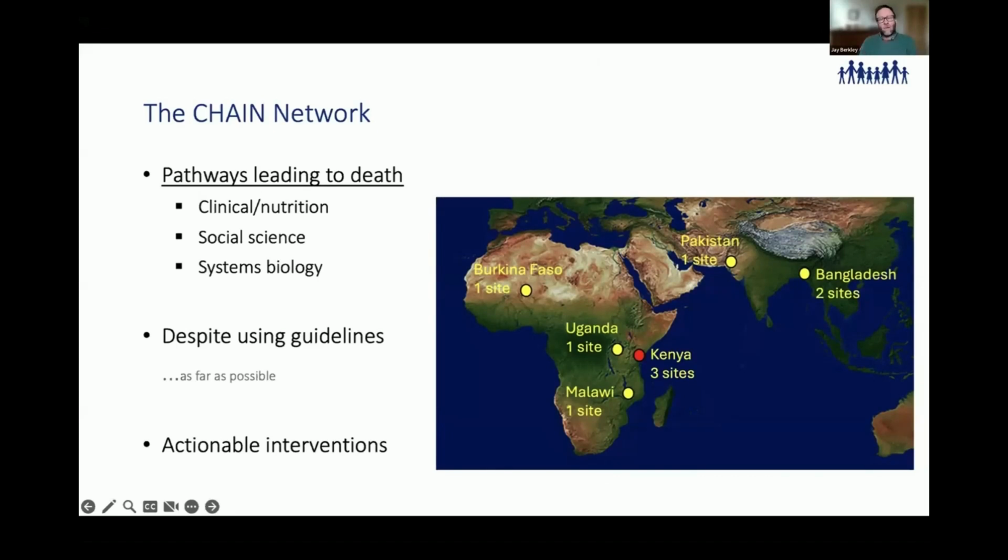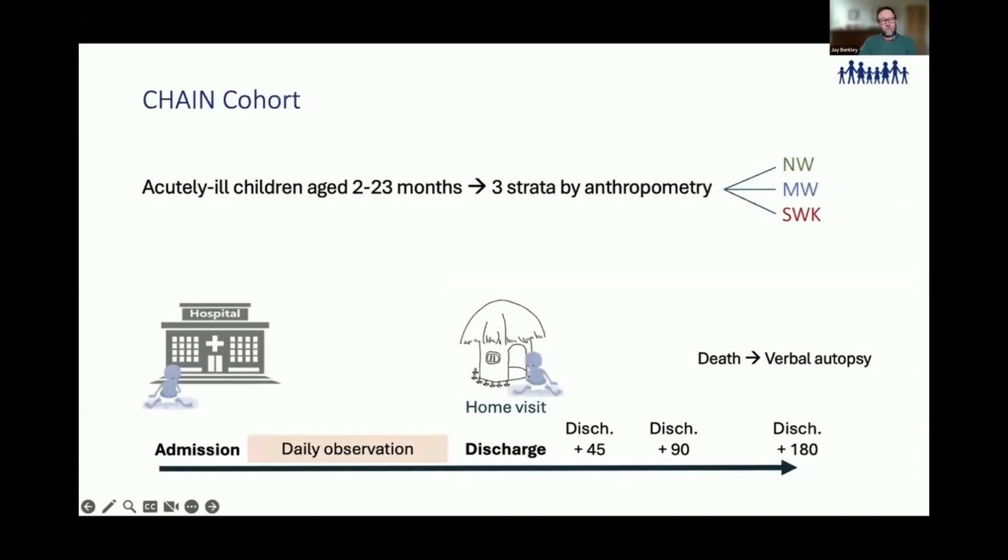We recruited acutely ill children aged 2 to 23 months. We weren't looking at neonates, and mortality in the population drops very low after 2 years on a community basis. So we went up to 23 months, and we recruited 3 strata: non-wasted children, moderately wasted children, and severe wasting or kwashiorkor, so severely malnourished children.